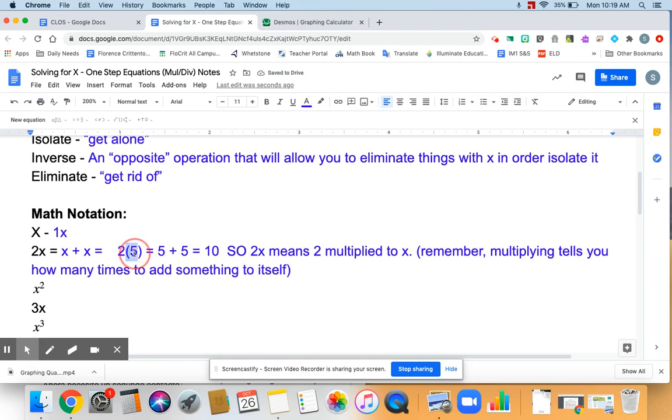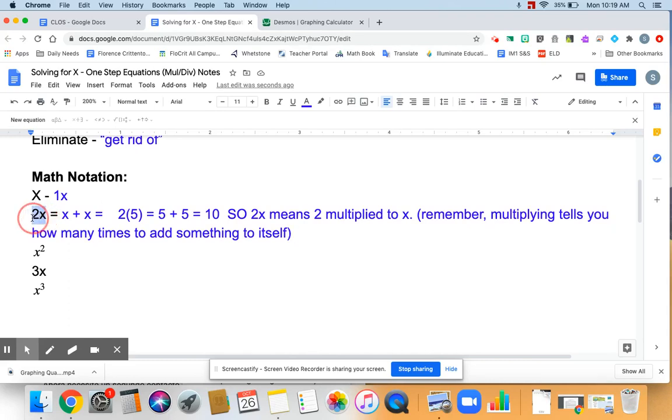So 2 times 5 means take 5 and add it twice. Or it could mean take 2 and add it 5 times. But again, 5 2s, 2, 4, 6, 8, 10, it's still 10. If there's a number in front of the x, it tells you how many x's you have being added. Or it tells you that it's that number times the x, which is different. It's very different than an x squared. Because x squared, x to the power of 2, this is an exponent up here.